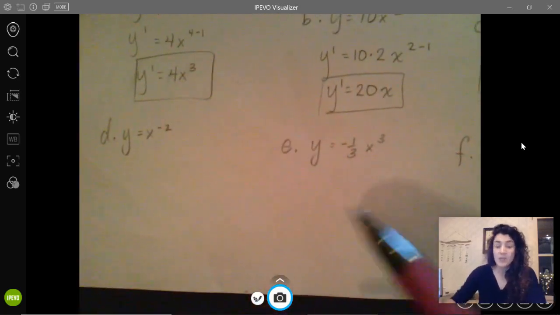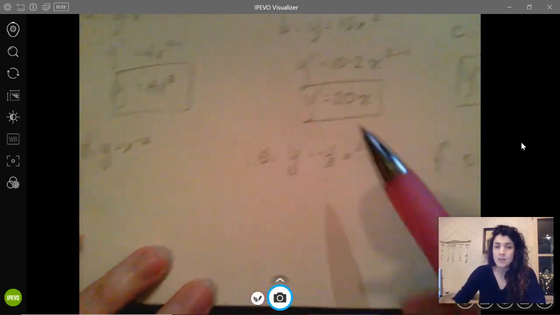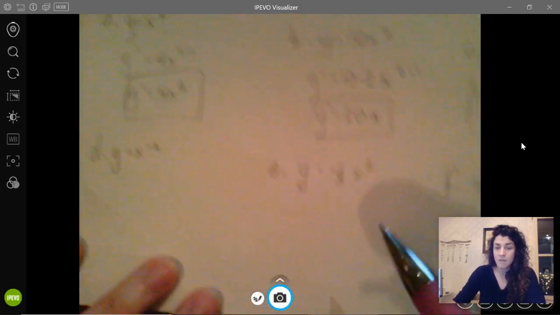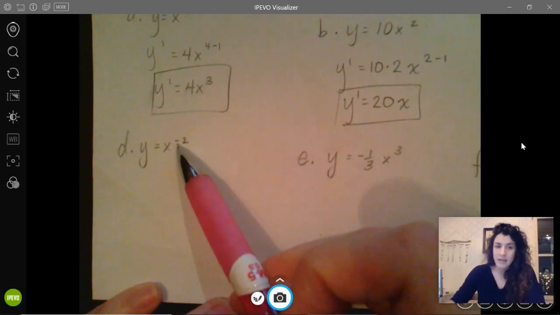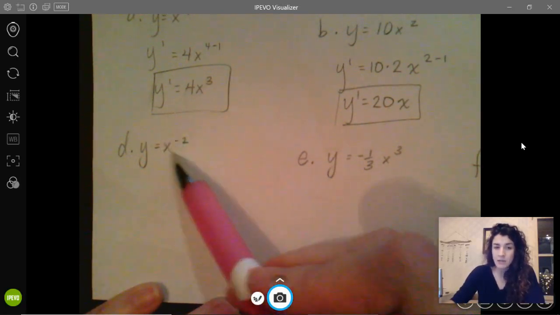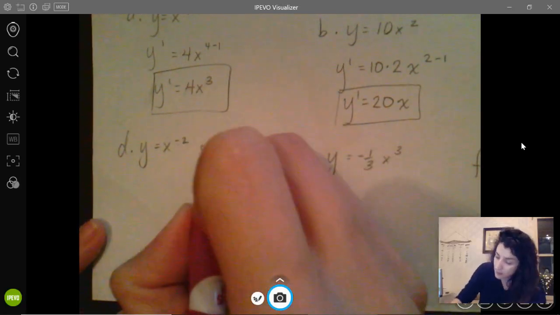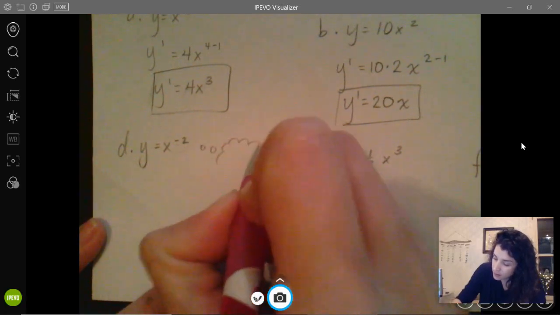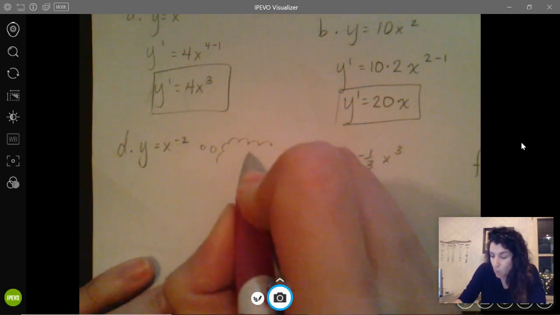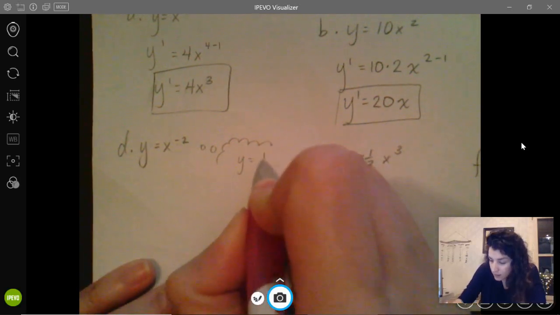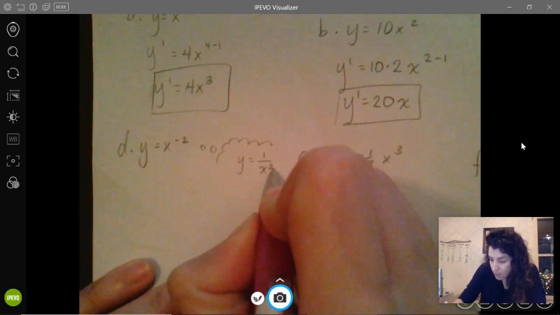Taking a look, it's going to get a little bit harder. I'll do D with you, but I'm going to have you guys do E and F on your own. D is a little bit harder because we're dealing with negative exponents, but this actually is going to help us a lot, because remember that x to the negative 2 is really just 1 over x to the positive 2.